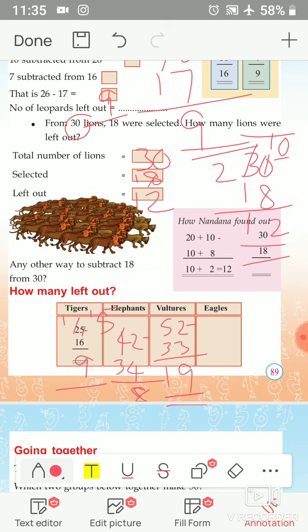Okay. Then eagles. How many eagles are there in total? Total number of eagles is 41 minus 32. Then all of you subtract. Answer is 9. Very good.